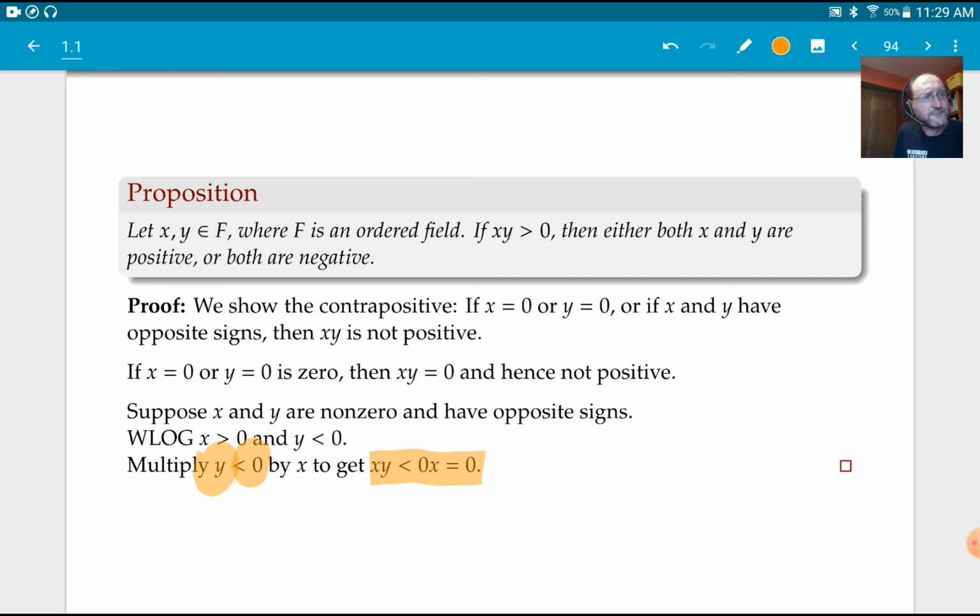It's a trivial point, but it is actually an important one. If you have a product that's positive, you have to be a little bit careful about what it means. It just means that both of those things have the same sign, not that they're both positive.